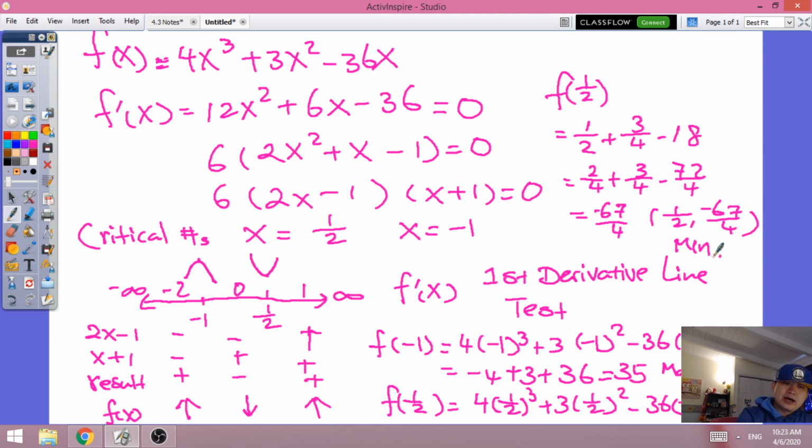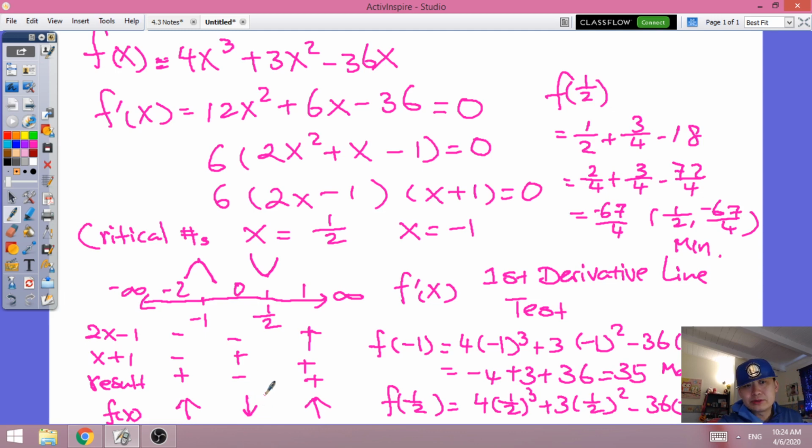Again, in order to describe the increasing and decreasing intervals, you can just rewrite this in a short statement. From negative infinity to negative 1, f of x is increasing. And also from 1/2 to infinity, f of x is increasing. But from negative 1 to 1/2, f of x is decreasing.